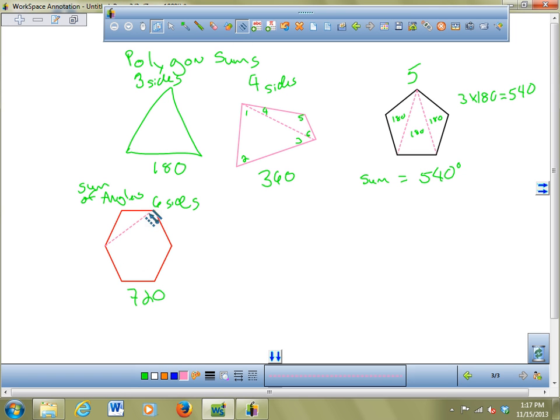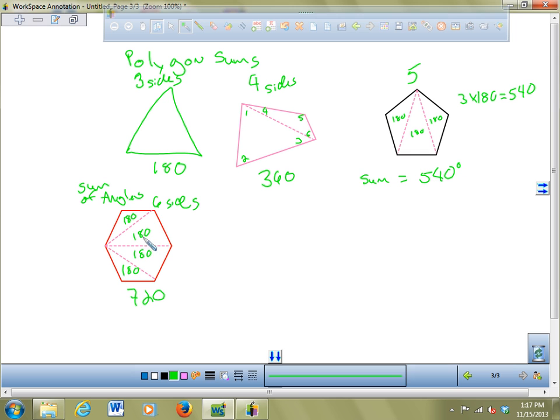And how many triangles could I make here? 4, not 6. From one vertex, I can make 4 triangles. And so I have 180 plus 180 plus 180 plus 180, or 720 degrees. Anyone think of a formula that I could use to find the sum of the angles of a polygon?